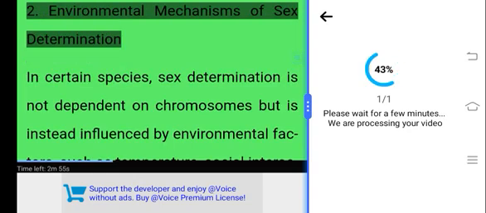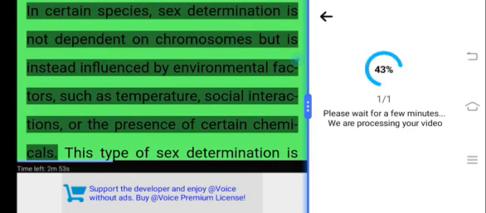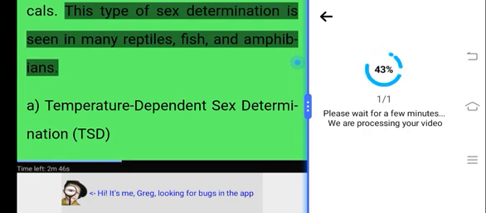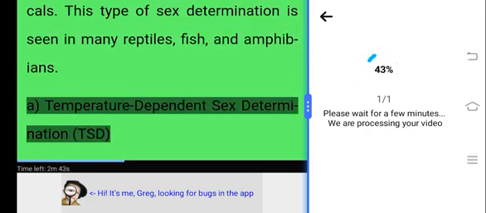2. Environmental mechanisms of sex determination. In certain species, sex determination is not dependent on chromosomes but is instead influenced by environmental factors, such as temperature, social interactions, or the presence of certain chemicals. This type of sex determination is seen in many reptiles, fish, and amphibians. A. Temperature-dependent sex determination (TSD).